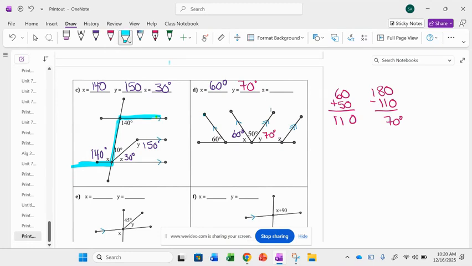And now, not Jay or Leilani or Stella or Jack. Somebody tell me, what can we do to find Z now that we know that Y is 70 using these highlighted blue parallel lines? Noah. You got it. So the Y and the Z make a C, and we know a C adds up to 180. So we're going to do 180 minus 70, which is 110 degrees.